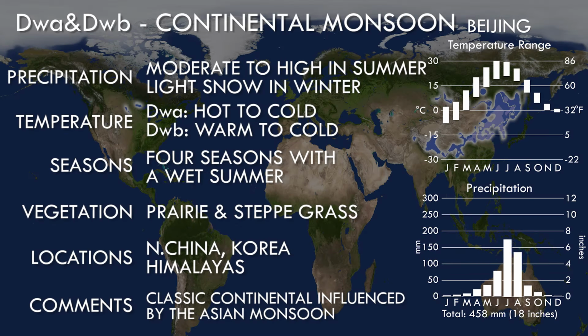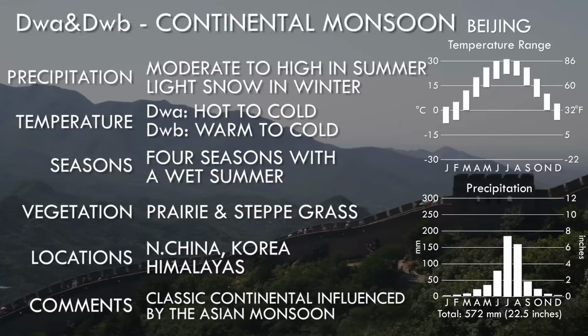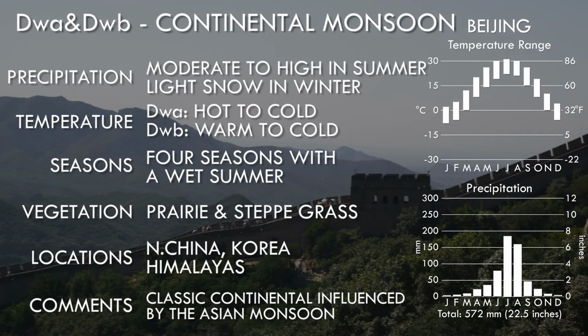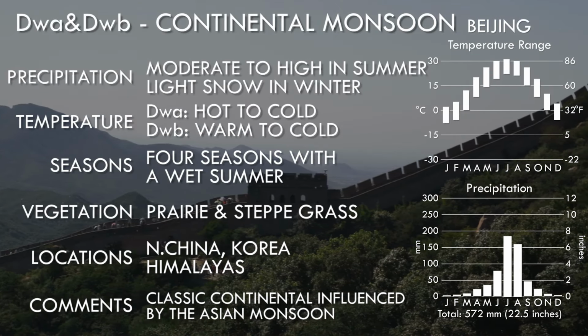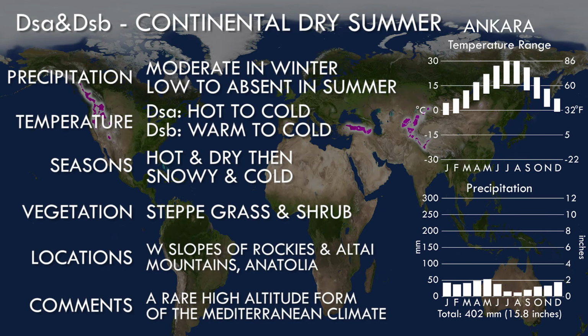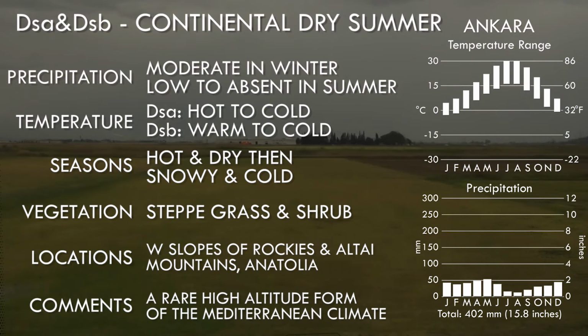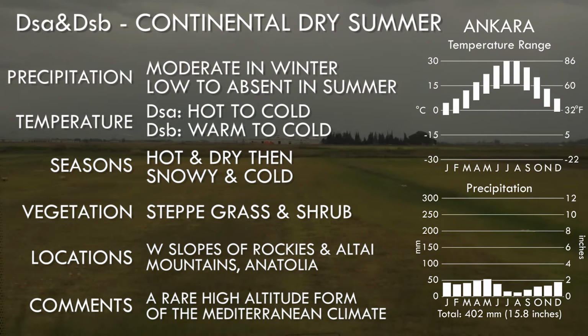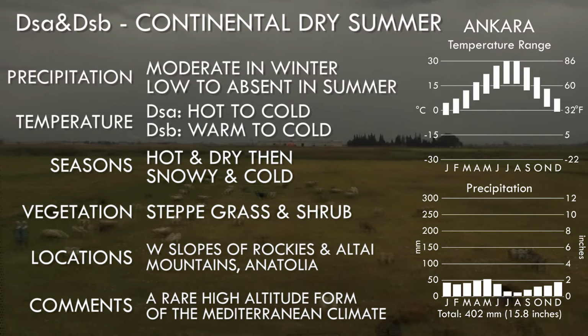DWA and DWB. The same as DFA and DFB, except that there is little to no rain during the winter. These occur exclusively in Eastern Asia due to the influence of the Asian monsoon. DSA and DSB. The same as the other continental climates, except that the summer is dry instead of the winter. These areas are not common and usually occur inward from Mediterranean climate areas.